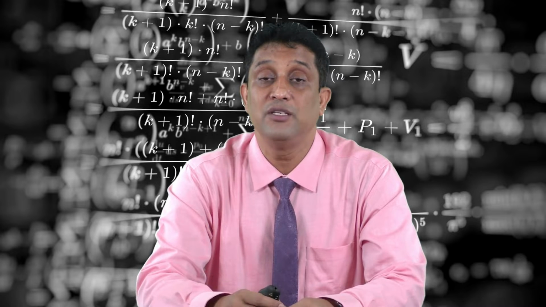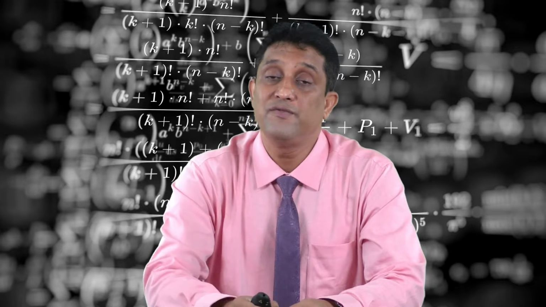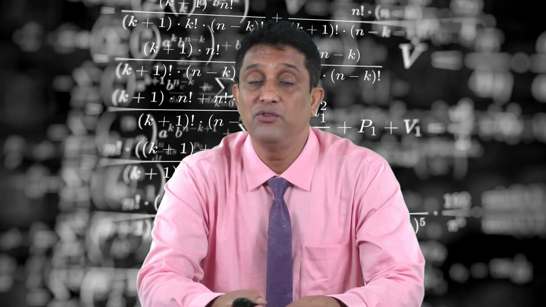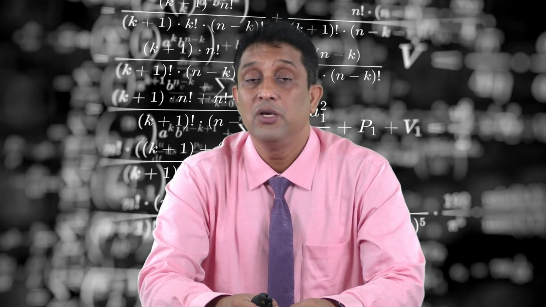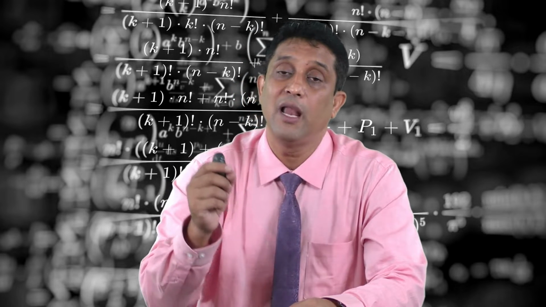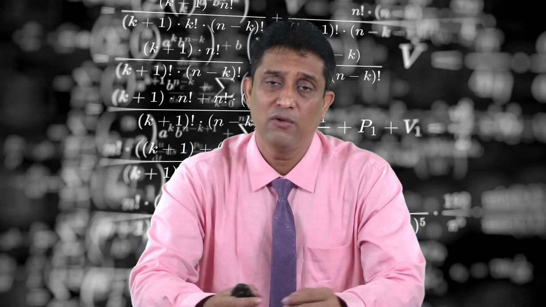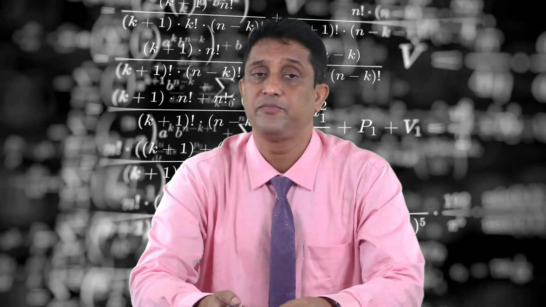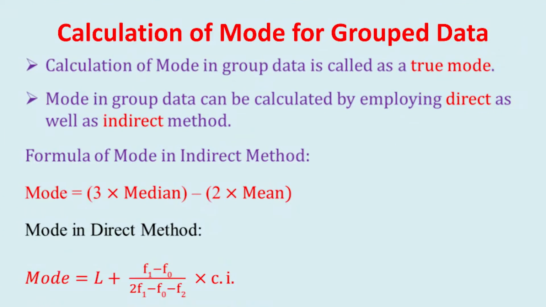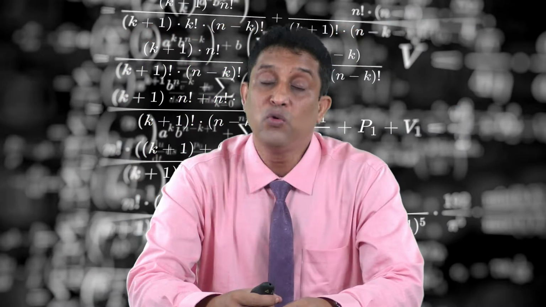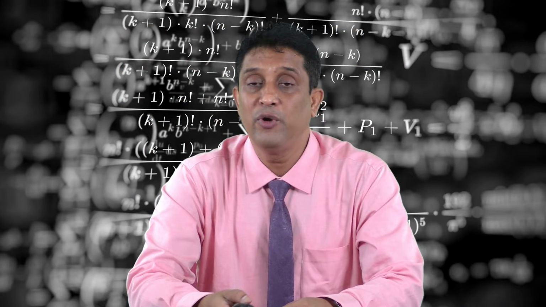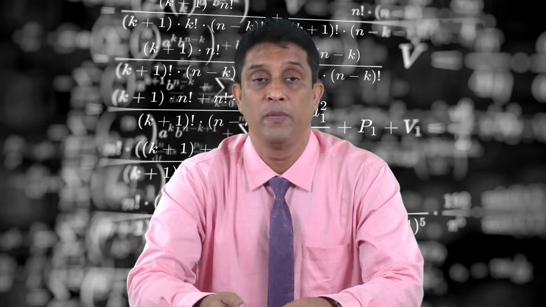In terms of class intervals, different class intervals are given, just like 10 to 20, 20 to 30, 30 to 40, and in every class, frequencies are also given. So how to calculate in an equal interval scale? Friends, calculation of mode in grouped data is called the true mode, but calculation of mode in ungrouped data is called crude mode or empirical mode, but here it is called the true mode.